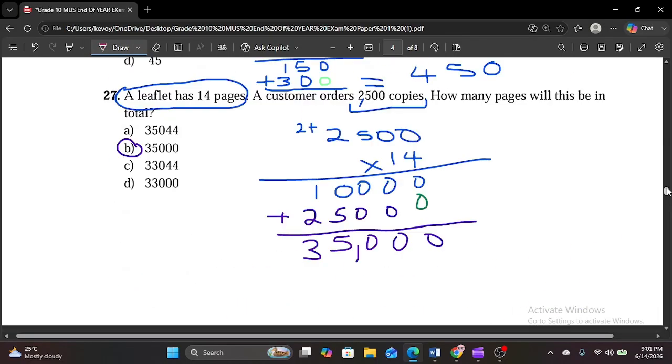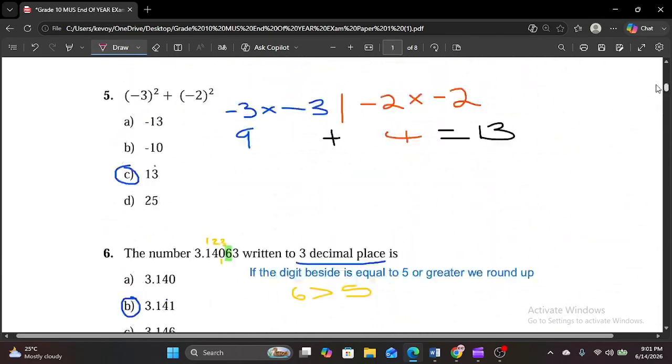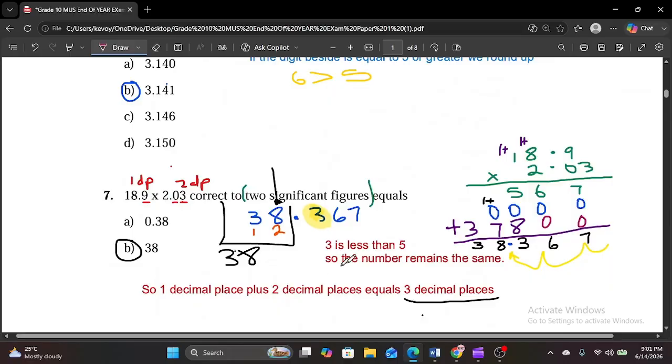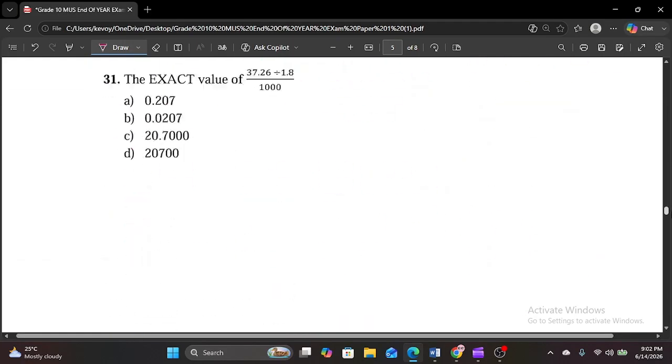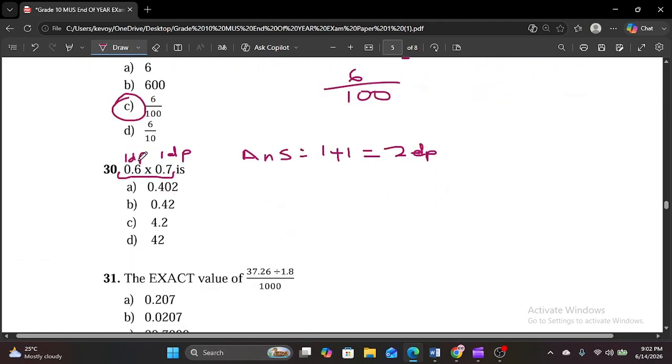So right up here, when we were doing this, if you have the decimal places, the sum of the decimal places tells you how many decimal places your answer should have. In this case, this is 1 decimal place and this is 1 decimal place, so the answer should have 2 decimal places. Let's multiply quickly.